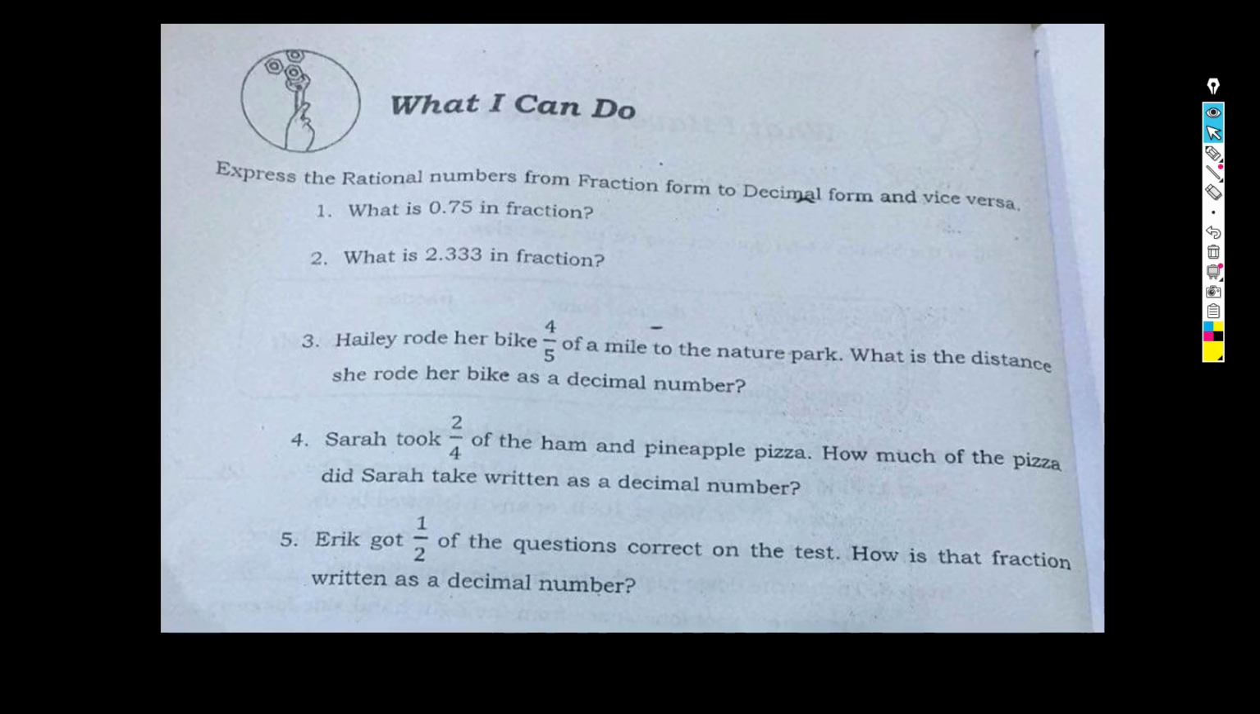What I can do. Express the rational numbers from fraction form to decimal form and vice versa. It depends on the question. What is 0.75 as a fraction? We write 0.75 divided by 1, multiply it by 100, and this one also by 100, which equals 75 over 100. Or you divide by 25, top and bottom, so we get 3 over 4.